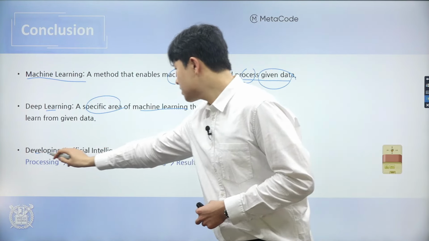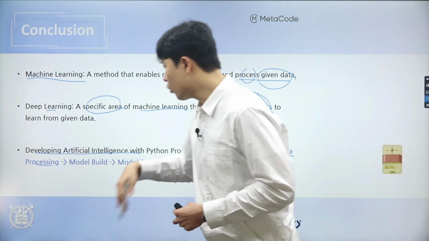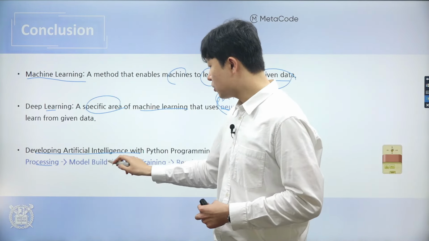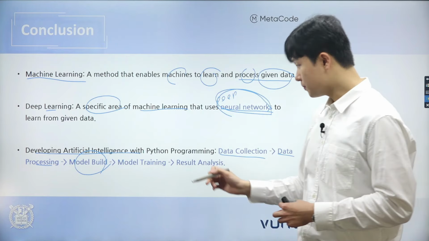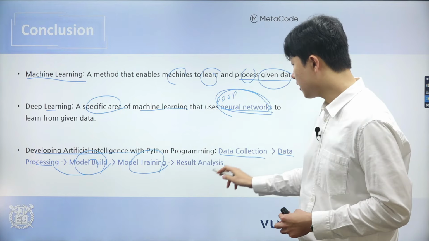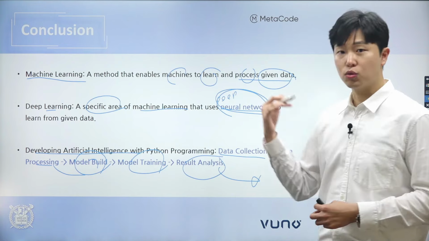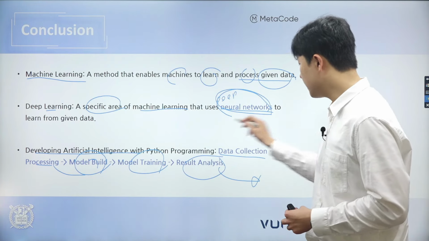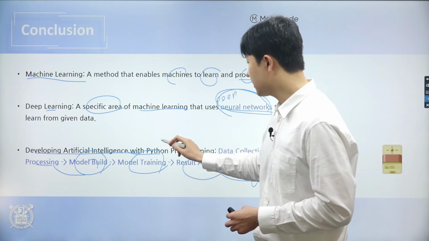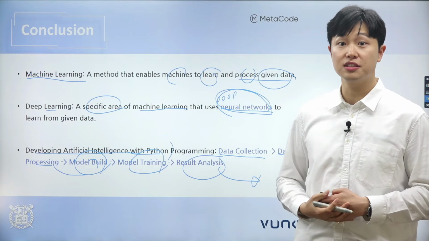Next, we explored how to develop artificial intelligence using Python programming, which involves 5 key steps: data collection, data processing to enhance model training, and model building, model training by inputting refined data, analyzing the results, and if satisfactory, deploying them or writing research papers. If the outcomes are unsatisfactory, we iterate through the steps until we achieve a successful model. And with that, we'll conclude our lecture on Introduction to AI.